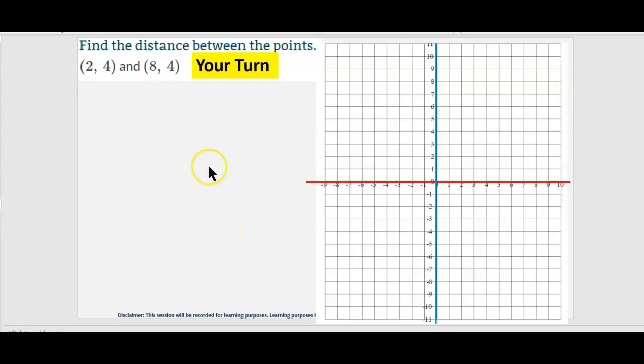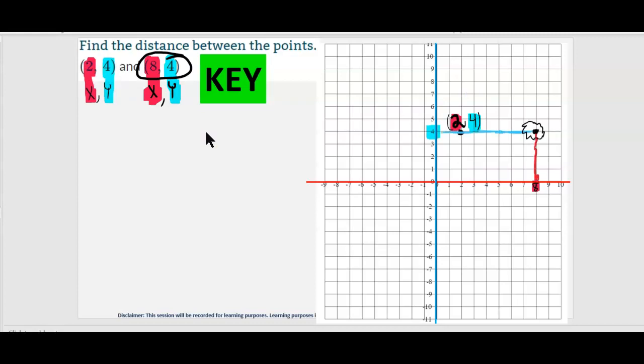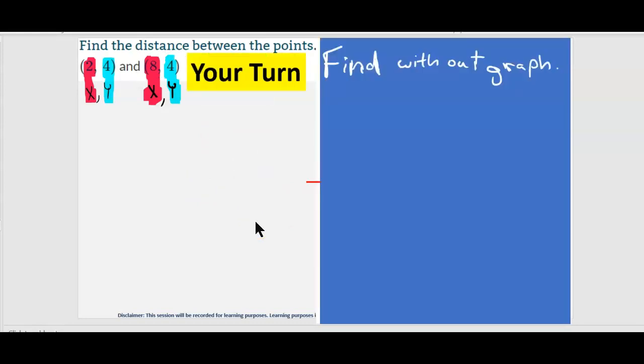Hey, how about this one? You try it. Pause the video. Go ahead. Okay. Well, here we go. 2 and 4, 8 and 4. What's the distance? You can just count them. Between this point and this, 1, 2, 3, 4, 5, 6. Again, 6 units. But what if you didn't have a graph?